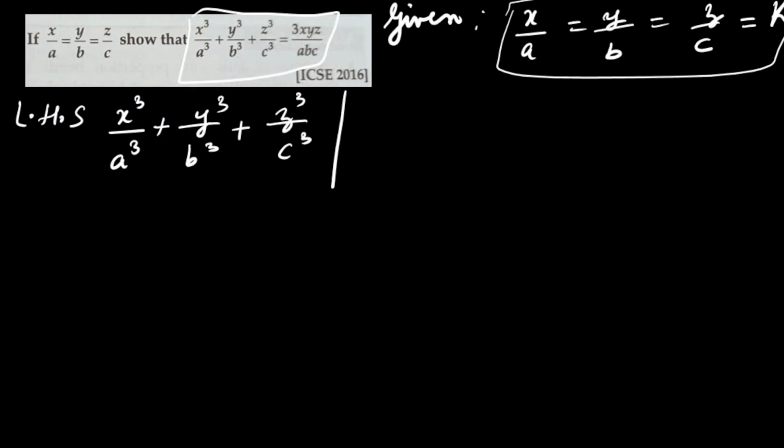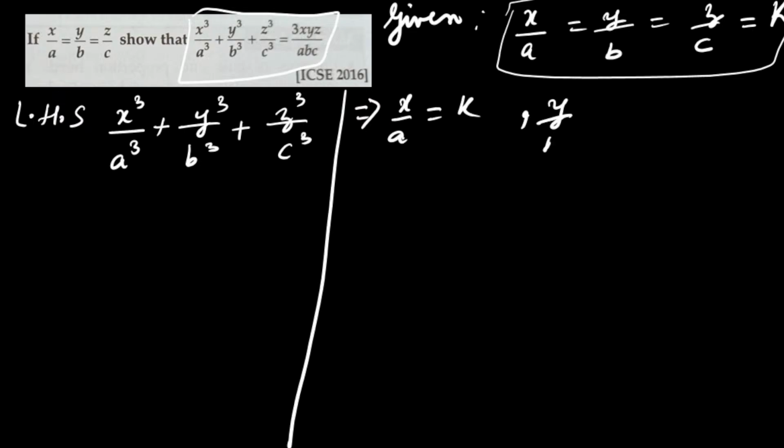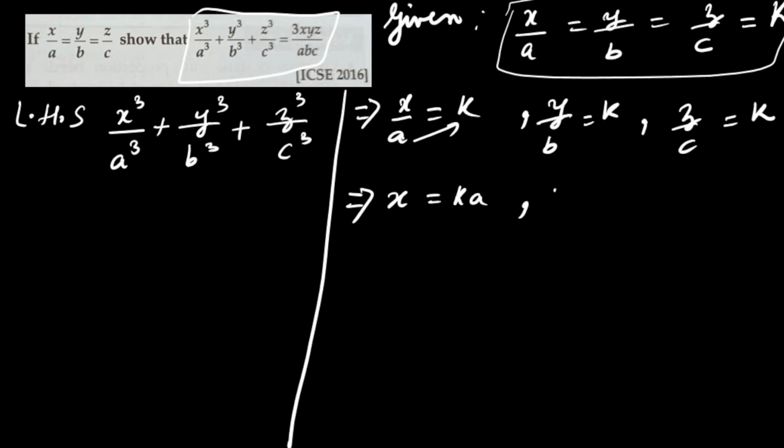So what does it mean? This means that x by a is equal to k, y by b is also equal to k, and z by c is also equal to k. In other words, we can find the value of x. So x is equal to ka. If a we shift to the other side, y is equal to bk or kb, and z is equal to ck. Is this thing clear? Yes. So Shiva Shankar has already mentioned another variable k we can mention. Good.